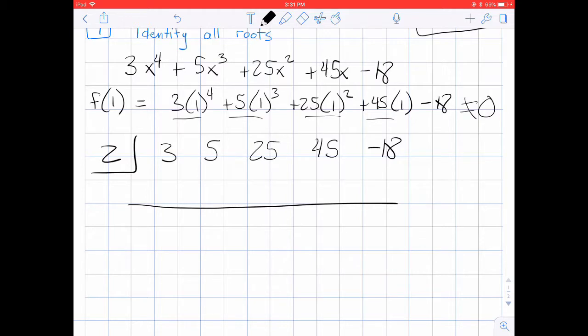Synthetic division requires you to drop down the first number, so I have a 3 here. Then I take 2 times 3, which is 6. I put it here. I add down, making it 11. Multiply those two together, put it here.